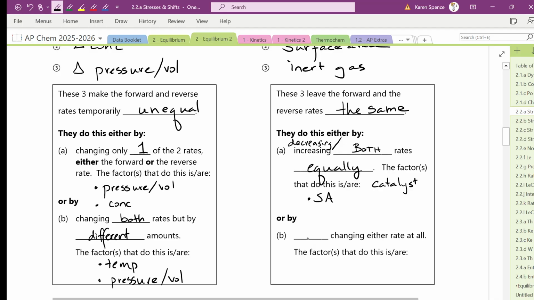Or they can do it by not changing either rate at all. And the factor that does that is the inert gas.